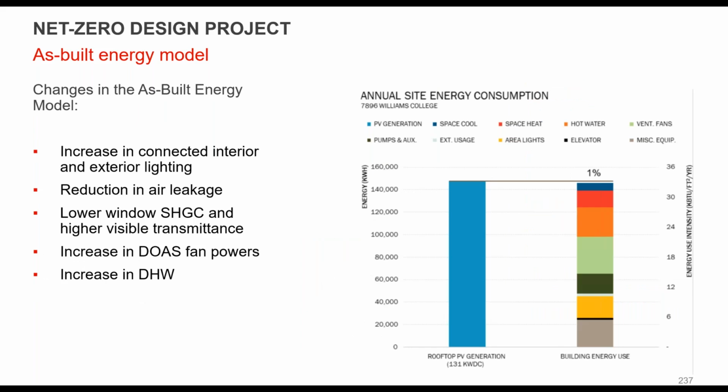So changes in the as-built model, maybe there have been changes to the interior exterior lighting, likely increases in my experience. Air leakage, you have to make an assumption about air leakage. It's about quality of construction for the most part, and you really don't know until you do something like the blower door test to be able to look at what's actually going on. You get variation in the window SHGC and visible transmittance as you get to specific window, specific glazing options.